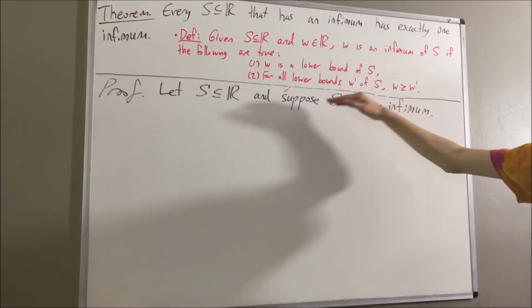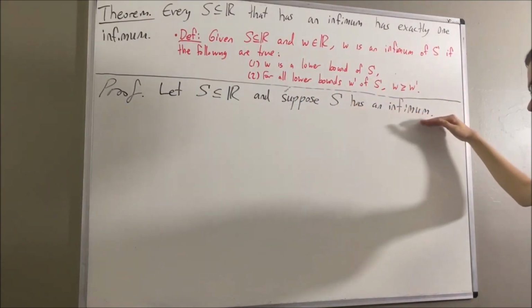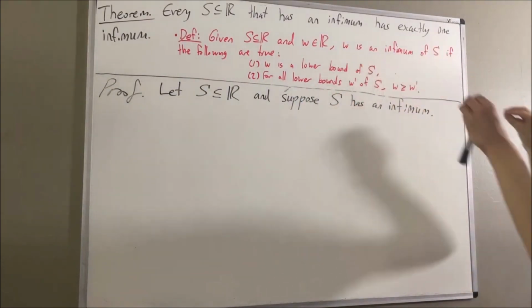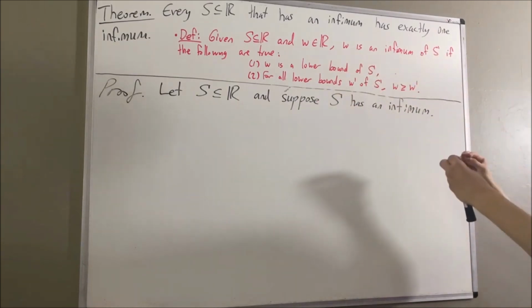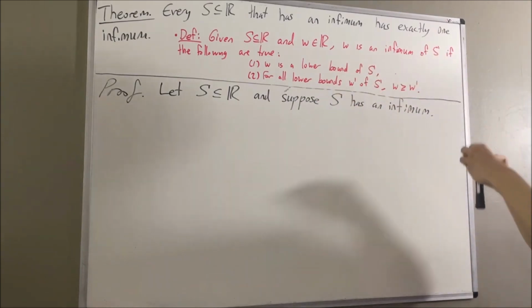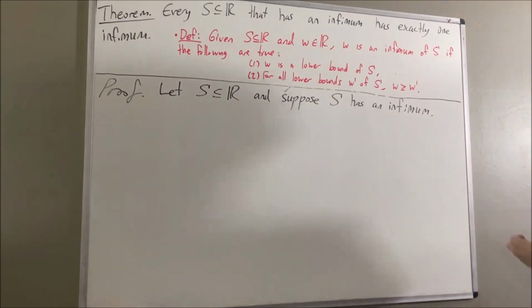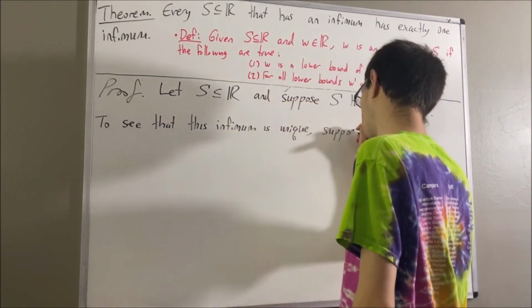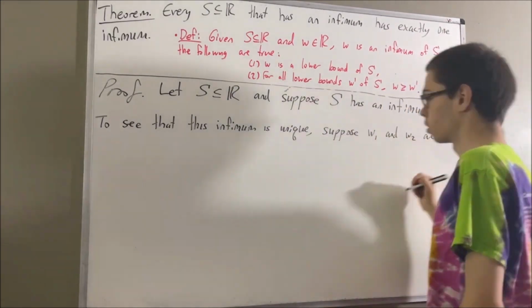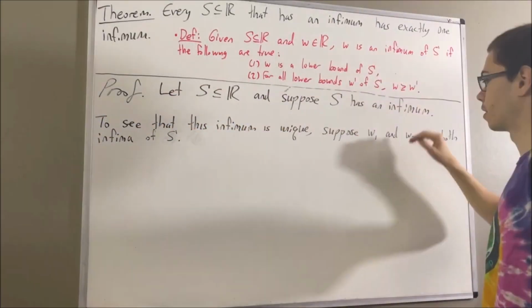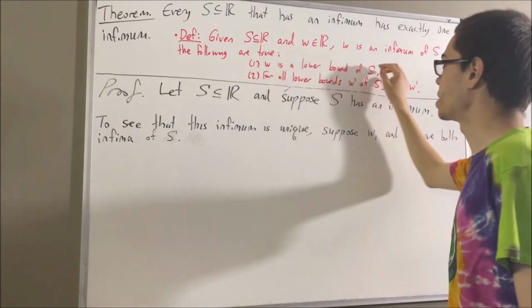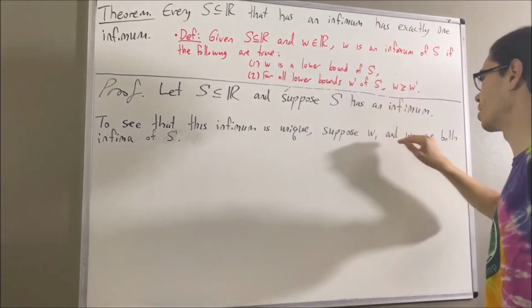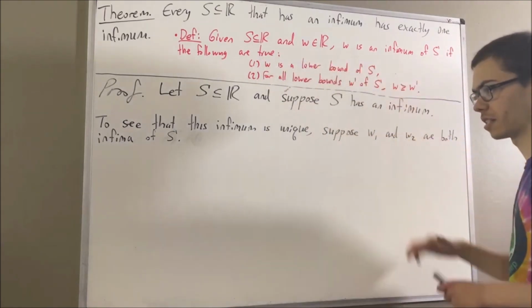And so, to show that this infimum is unique, we're going to suppose that S has two infimums, W1 and W2. And our whole goal is to prove that W1 is equal to W2. Now to start, we know that by definition of an infimum, W1 and W2 are both lower bounds of S.